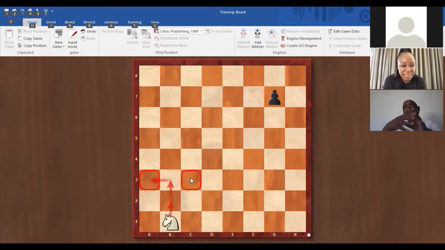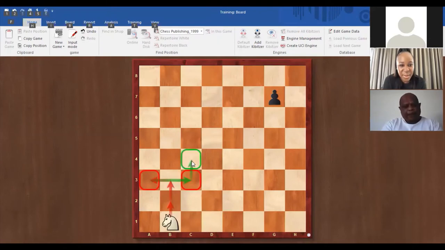Okay, right. And then when you're on C3, the same method. For an example, let's say you're on A3, you can go 1, 1, 2, and then you can turn into C4, and so on, right?